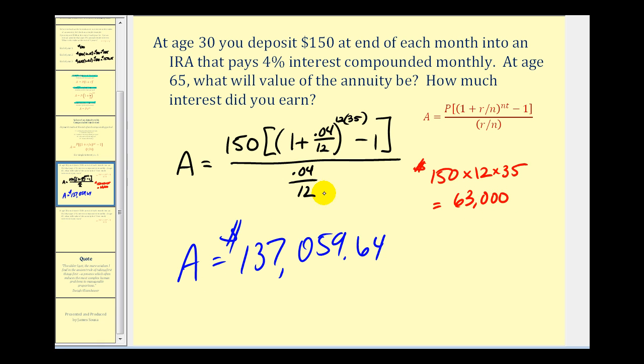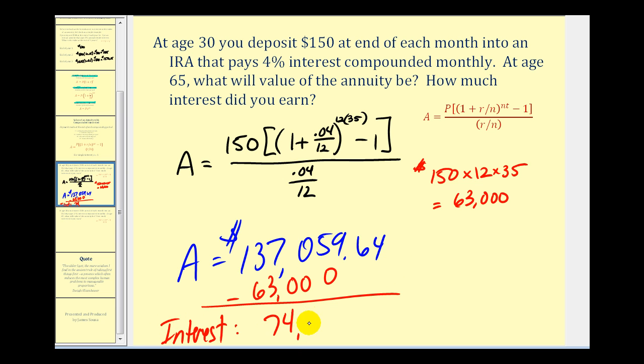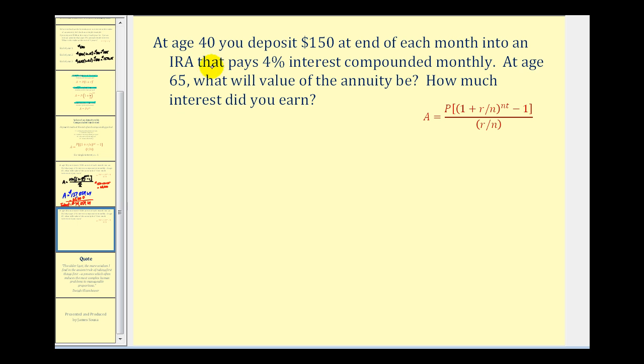So if we take the balance of the account and we subtract our deposits, this will give us the total interest earned. And that's just going to give us $74,059.64. Now for the second example, we're going to look at the same situation, except instead of starting at age 30, what happens if you start at age 40? How will that change the balance as well as the amount of interest earned?